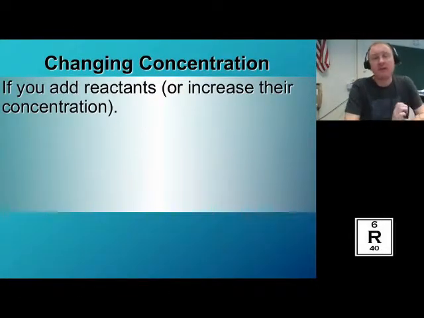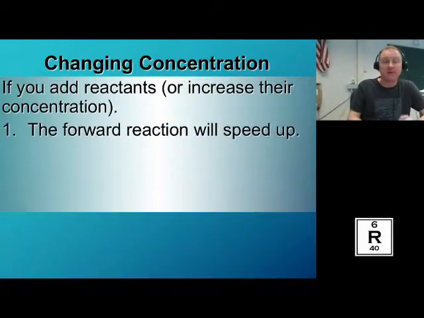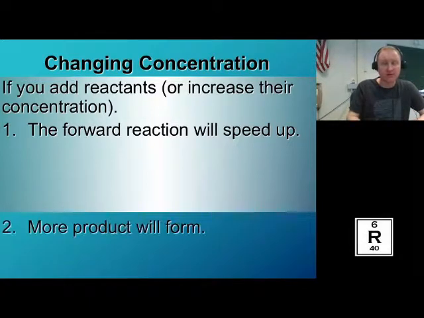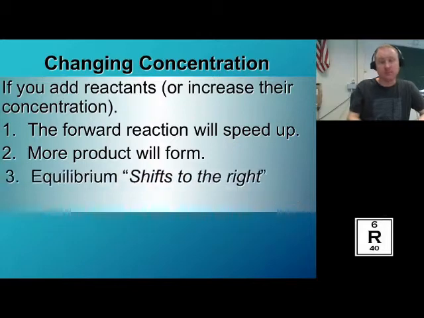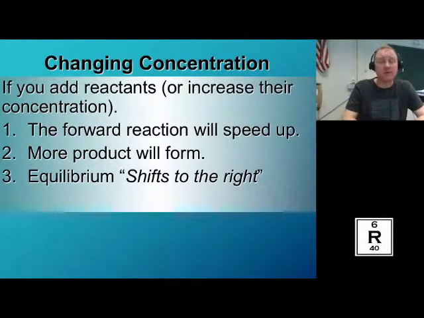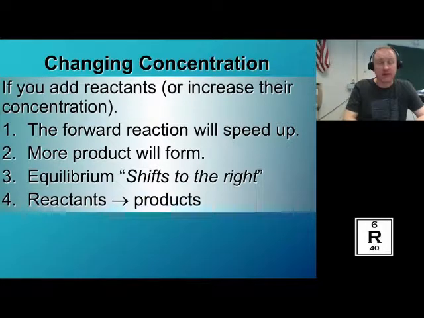So if we change the concentration by adding reactants or increasing the concentration of the reactants, some things are going to happen. The forward reaction will speed up. So the reactants will start turning into products as more products form. And the equilibrium is said to shift to the right when this happens, because the reactants are going to form products.